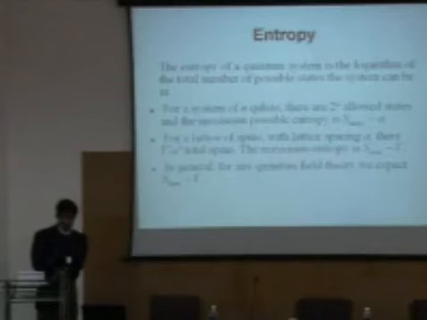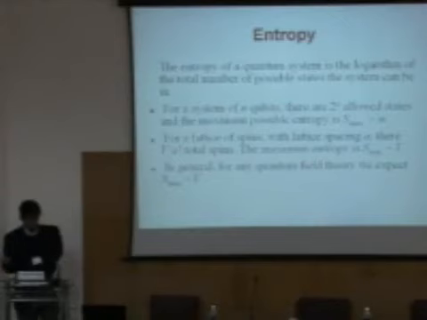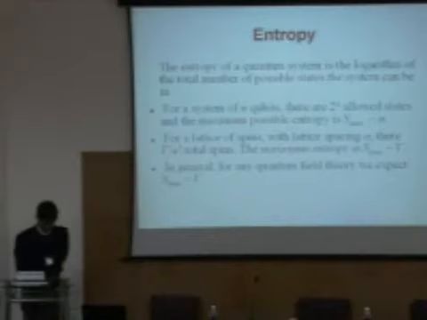So now let's put qubits on a lattice. The total entropy is now proportional to the volume of the lattice, because that's how many qubits there are. So in general, for any quantum field theory, we expect the maximum possible entropy, or the number of degrees of freedom, to be of order the volume of the lattice, right?